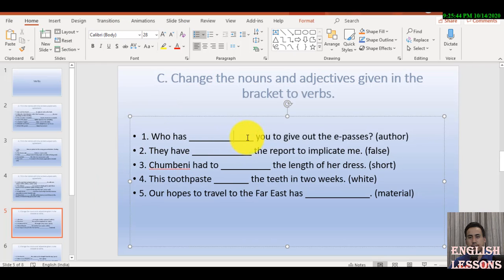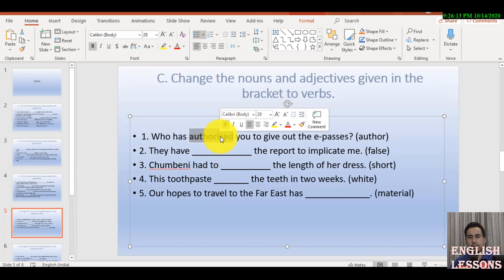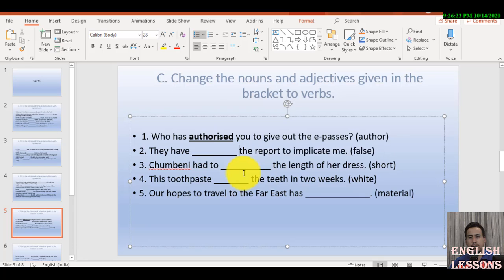Who has, because you might be confused with the use of past tense, so let me just write it down for clarity so that you will not be confused. Who has authorized you to give out the e-passes? Authorized. This is the correct word. Who has authorized you to give out the e-passes.